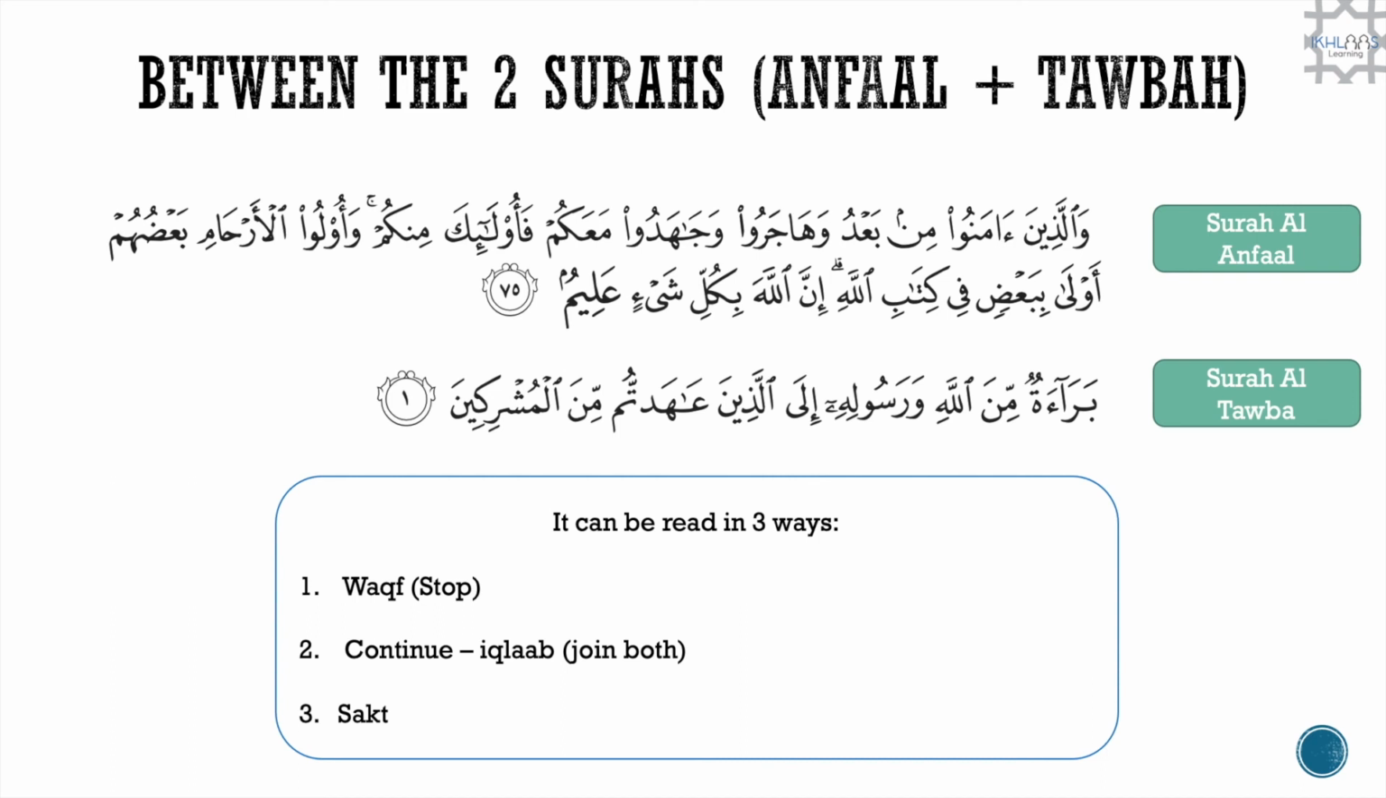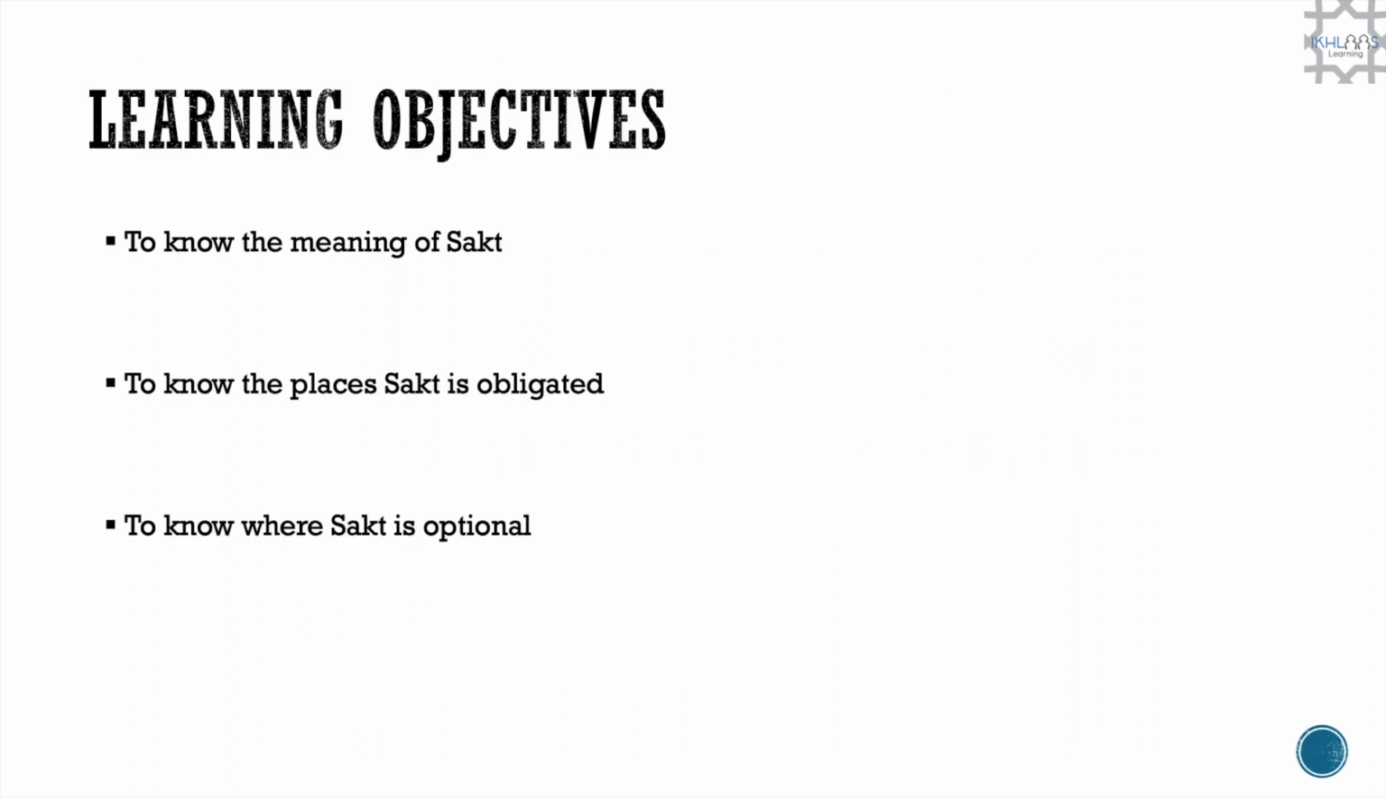Or the third, which is the rule that we're covering, the rule of sakt at the moment, that's our topic. So I would take a breathless pause and I would say, Inna Allaha bi kulli shay'in alim bara'atun. A very small, breathless pause, and I start the next word. So three ways that we can read this particular ayah, and this is an optional sakt.